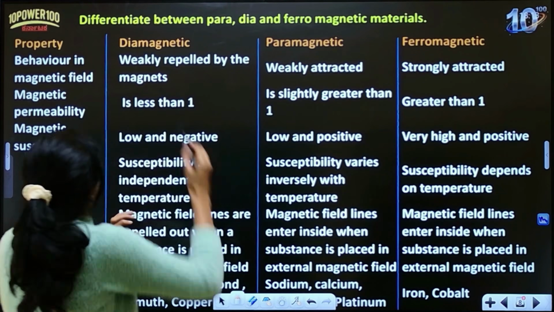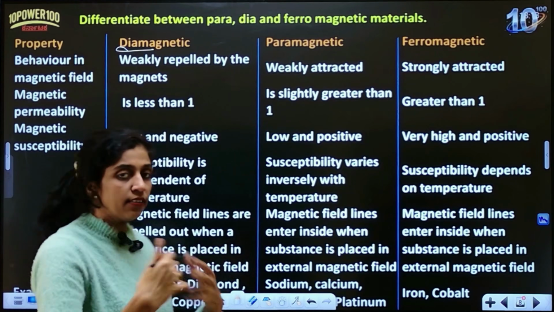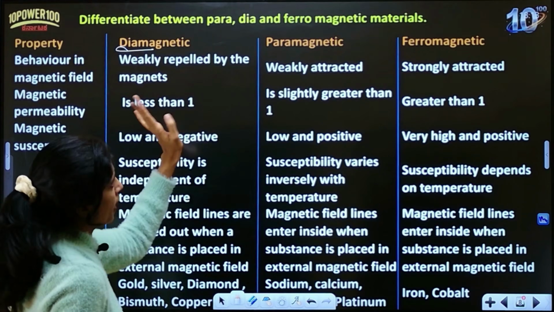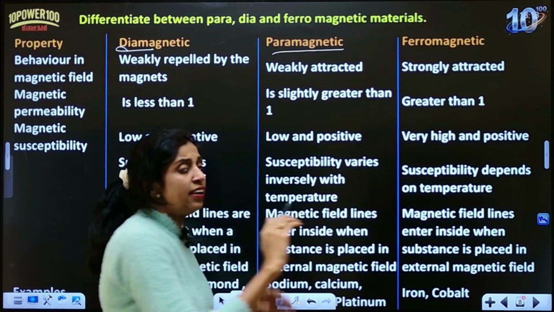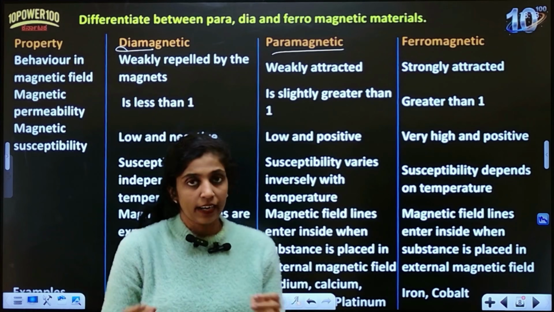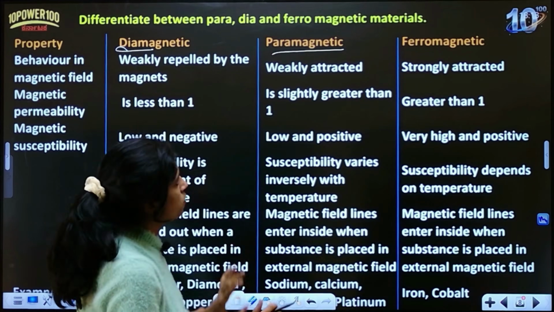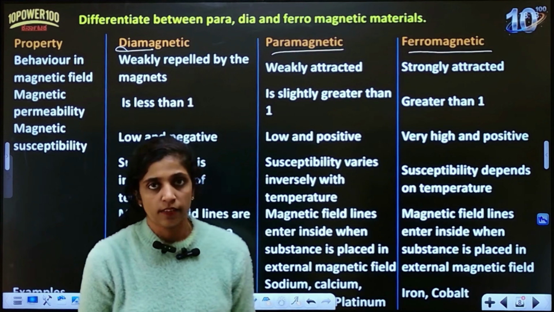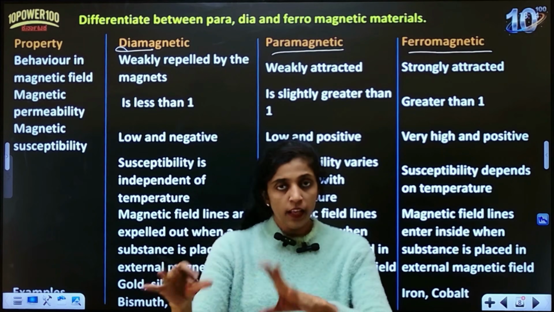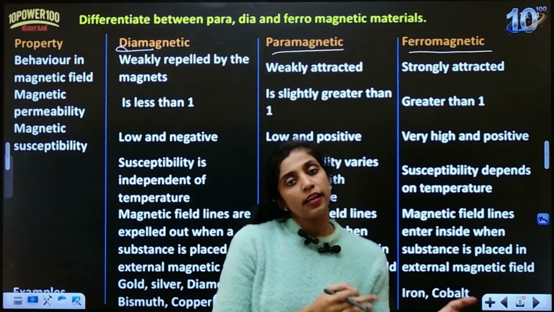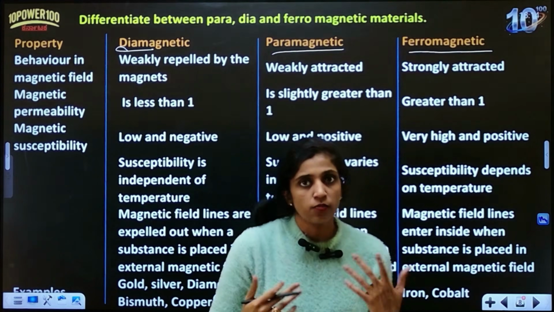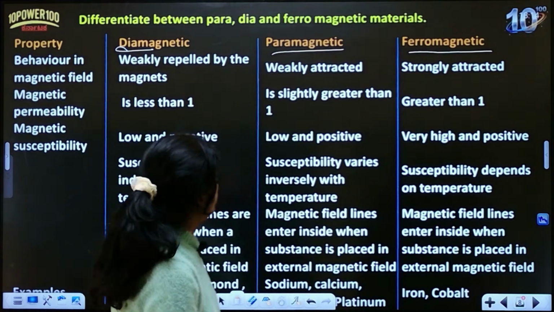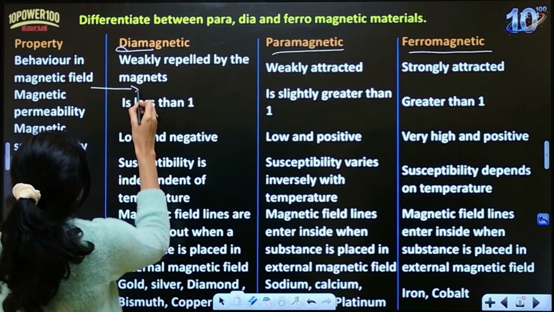First, dia. The name itself tells: diamagnetic material repels, it is repelled by magnets. Whereas paramagnetic materials are weakly attracted, not very strongly, by magnets. Ferromagnetic materials are strongly attracted by magnets. So you can think dia means repelling, para means weak attraction, whereas ferro, the name itself tells ferric, is strongly attracted by magnets. This is the behavior in a magnetic field.